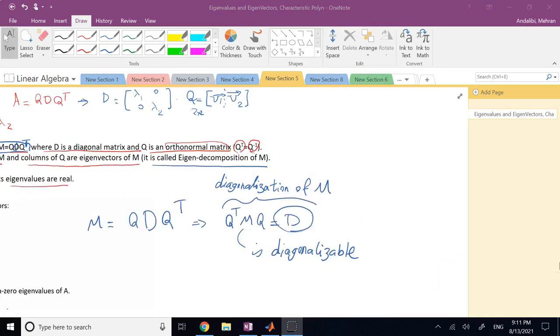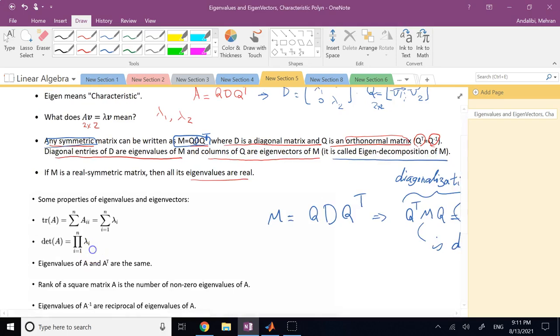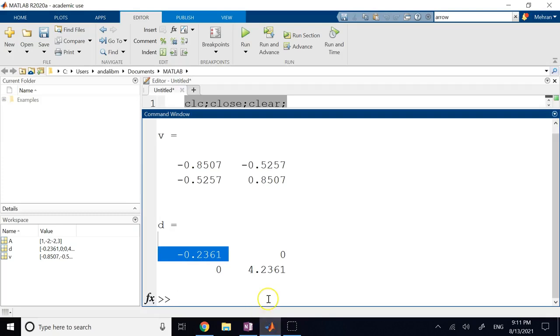Now, if we want a matrix to be diagonalizable, it has to have either distinct eigenvalues, which means distinct eigenvectors, or it has to be symmetric. If a matrix is symmetric, although it might not always have distinct eigenvalues, it will have distinct eigenvectors. Okay, so if a matrix is symmetric, then it can be diagonalized. Now let's take a look at an example, instead of just talking about theories.